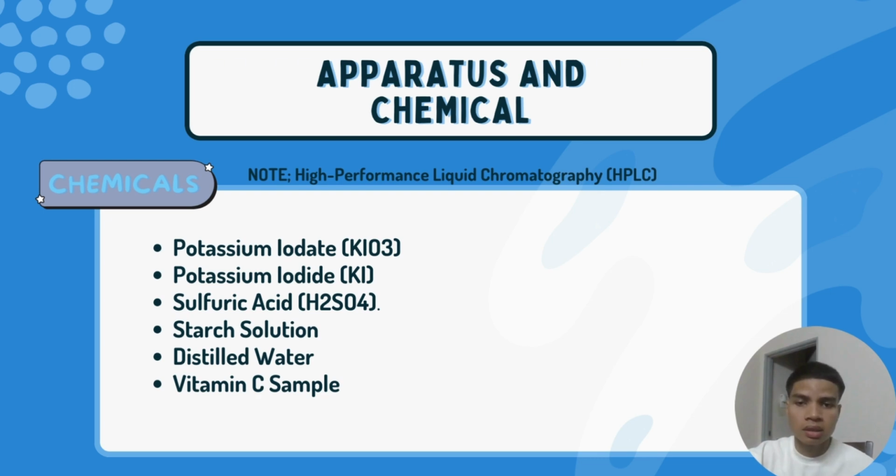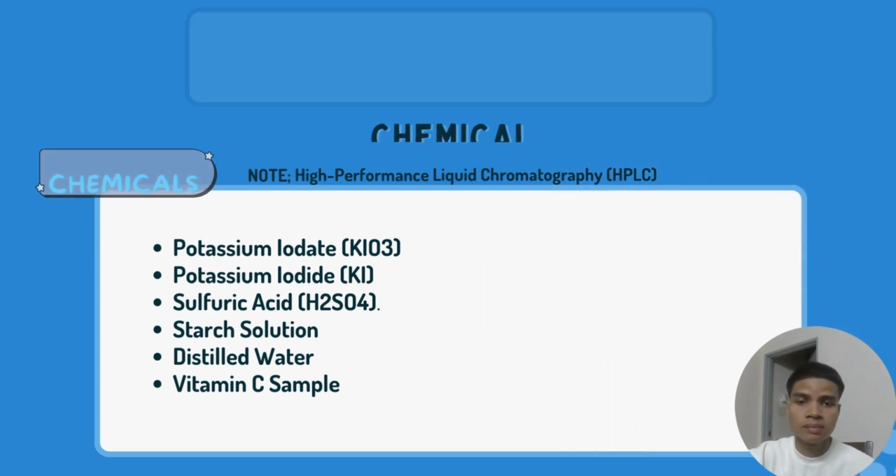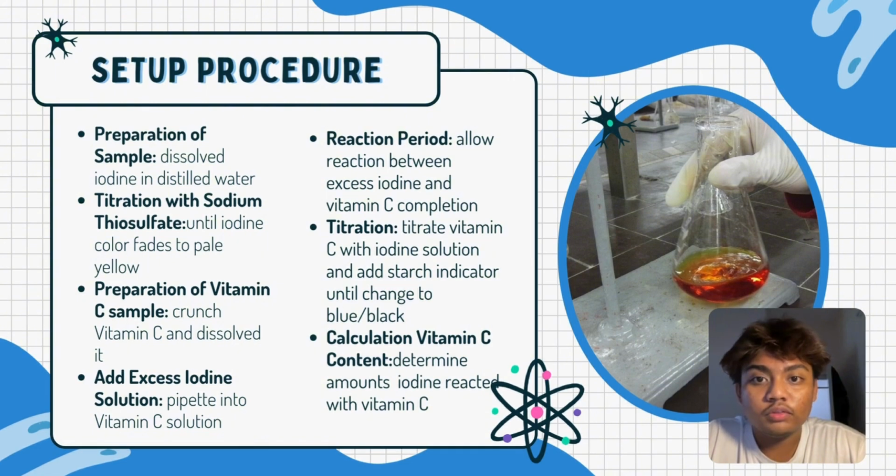And the second last chemical is the distilled water, which is for preparing solution and rinsing. And the last one is the vitamin C sample. In this experiment, we will use ascorbic acid for the sample. We proceed to the setup procedure. In this procedure, there are 7 steps.